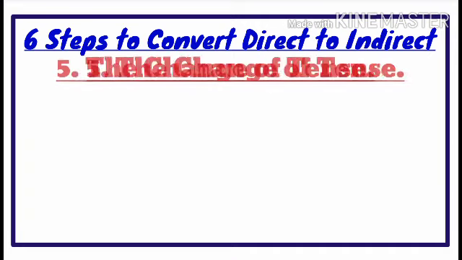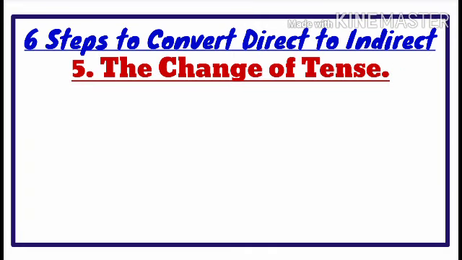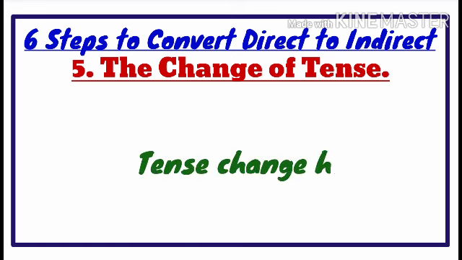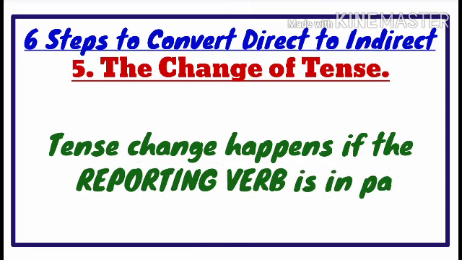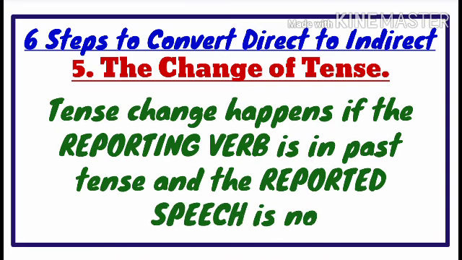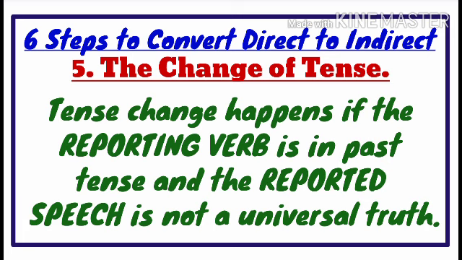Next, the fifth important step is the change of tense. Remember, it happens if the reporting verb is in past tense and the reported speech is not a universal truth or habit. That is, the change of tense happens if the reporting verb is in past tense, like he said to me or she said to me, and the reported speech is not a universal truth. Let's see the chart.